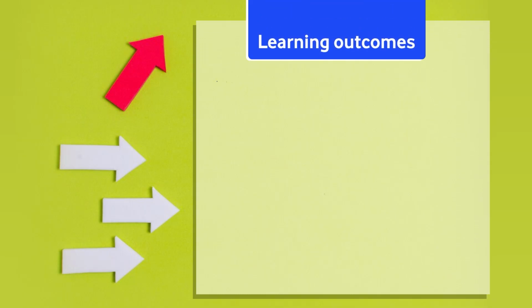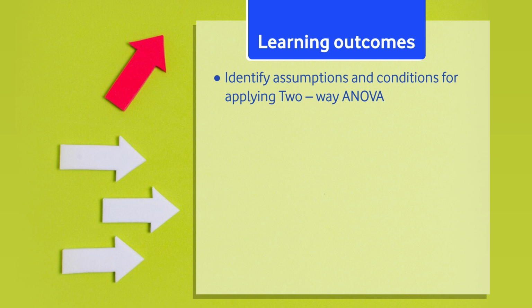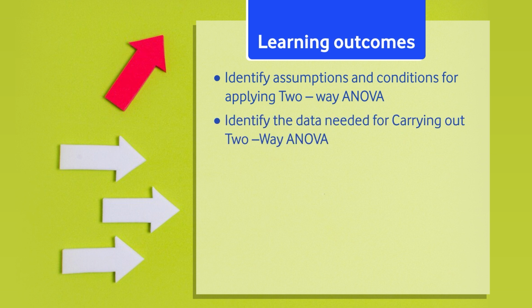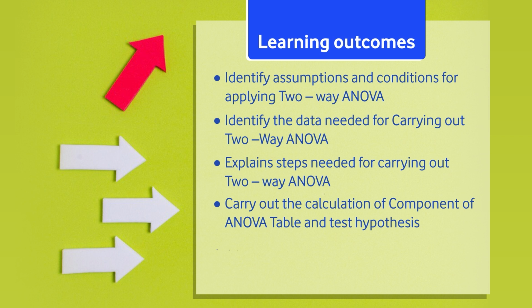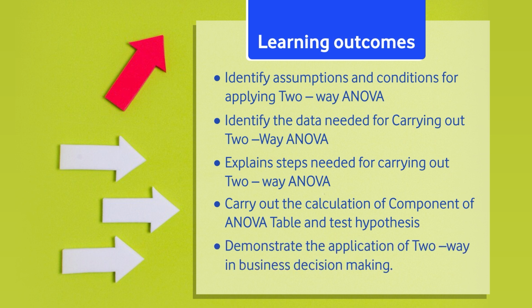Learning outcomes: identify assumptions and conditions for applying two-way ANOVA, identify the data needed for carrying out two-way ANOVA, explain steps needed for carrying out two-way ANOVA, carry out calculation of two components of the ANOVA table and test hypothesis, demonstrate the application of two-way ANOVA in business decisions.